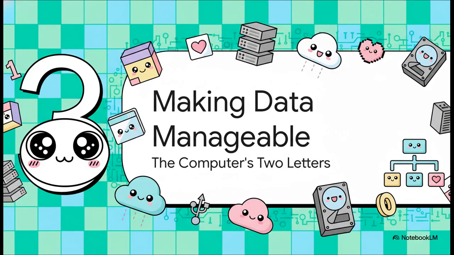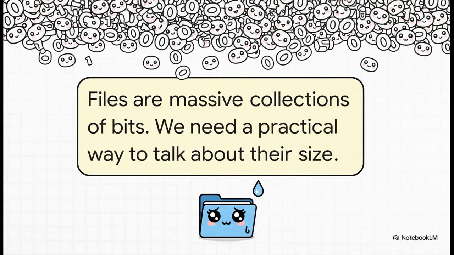We figured out how to create all this data, but now we're basically drowning in it. We need some systems to actually manage and make sense of it all. I mean, a single photo can be millions of bits. A movie can be billions. Can you imagine trying to tell someone a file is 32,768,000,000 bits long? It's just not practical. We need bigger units, bigger words.